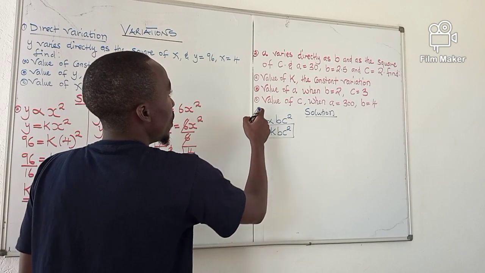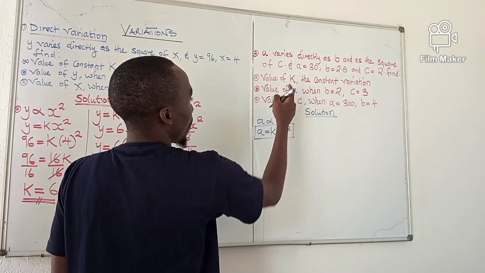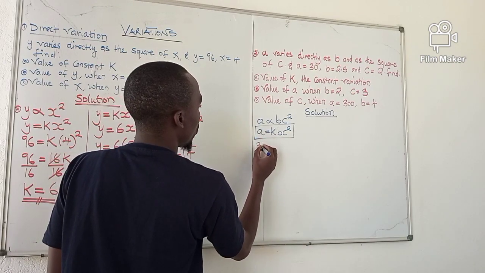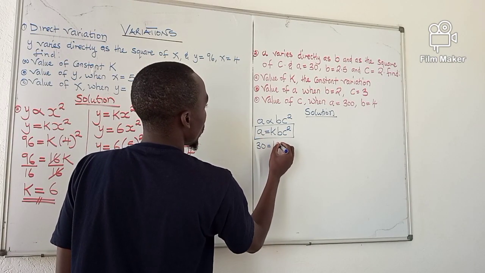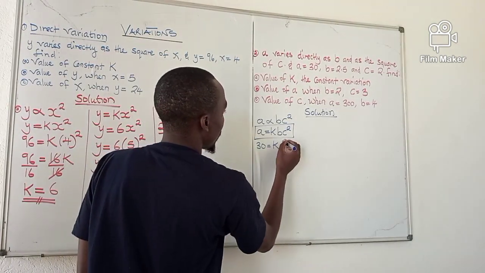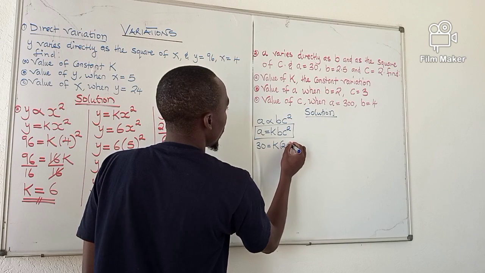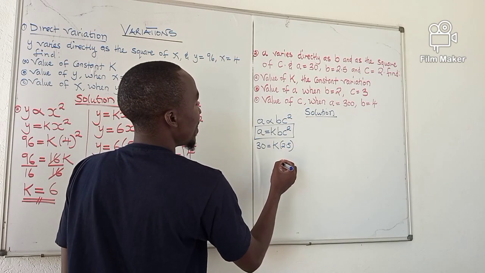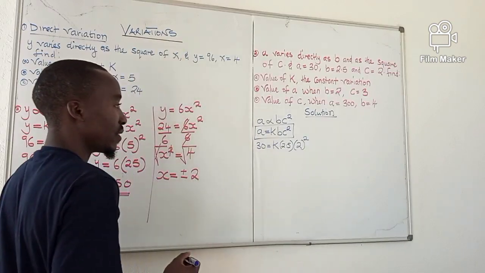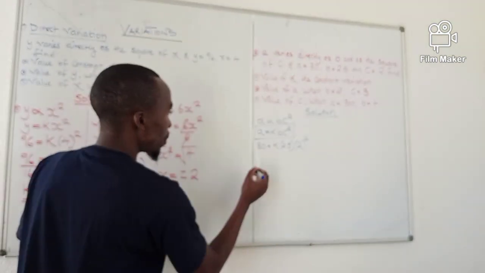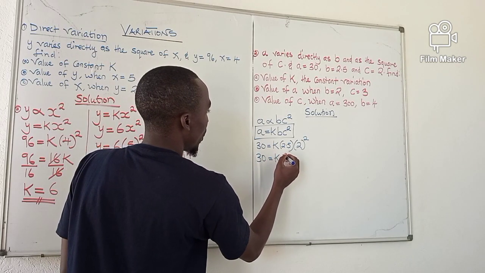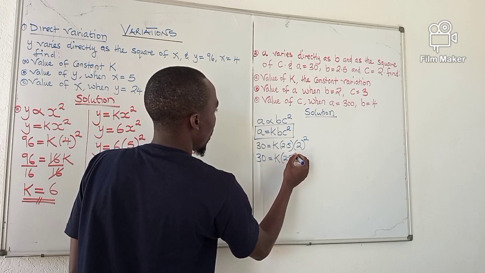Now, find the K. So when A is equal to 30, where there's A, we're going to put 30 is equal to K. Where there is a B, we are putting what? 2.5. So 2.5 times, where there is a C, we are putting 2 squared. Okay, hope that you're following. So we work out this. So this will be 30 equal to K, there are 2.5.